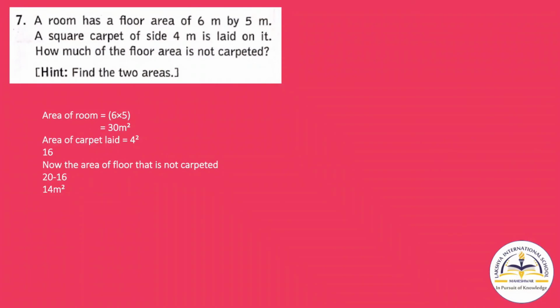Now question number 7, a room has a floor area of 6 meter by 5 meter. A square carpet of side 4 meter is laid on it. How much of the floor area is not carpeted? So area of room is 30 meter square. Area of carpet laid equals 4 square, that is 16. Now the area of floor that is not carpeted, that is 30 minus 16, that will be 14 meter square.